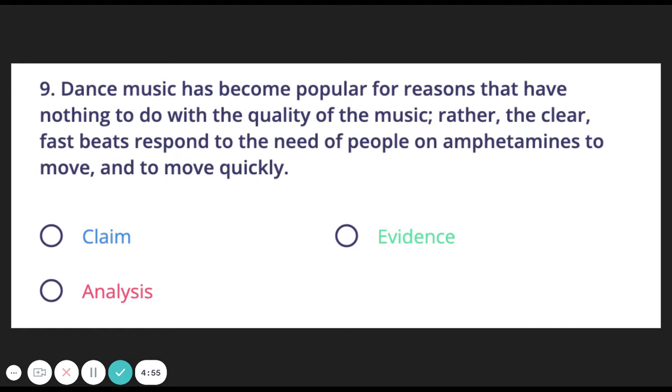Dance music has become popular for reasons that have nothing to do with the quality of music. Rather, the clear, fast beats respond to the need of people on amphetamines to move and to move quickly. Is that a claim, analysis, or evidence?